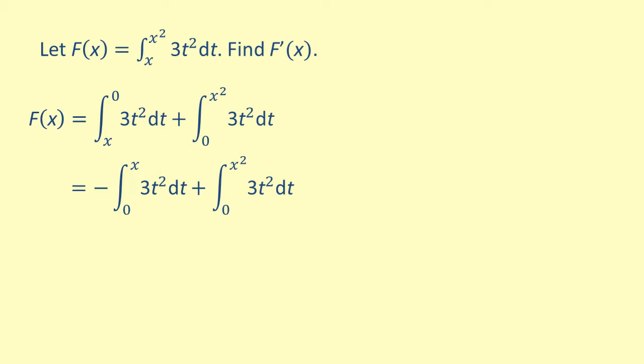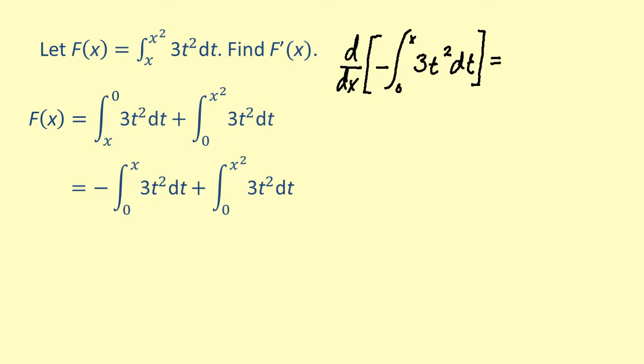Using the fundamental theorem of calculus, we can differentiate the first term by substituting x for t. So, the derivative of the first term is negative 3x squared. Finding the derivative of the second term is a little trickier.